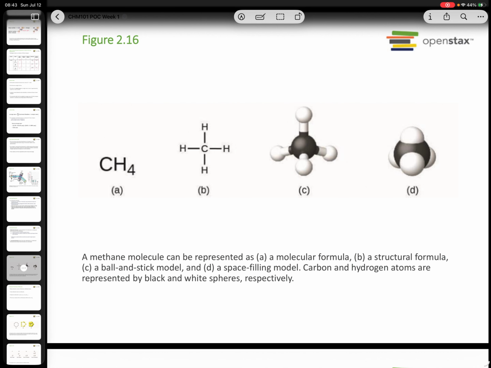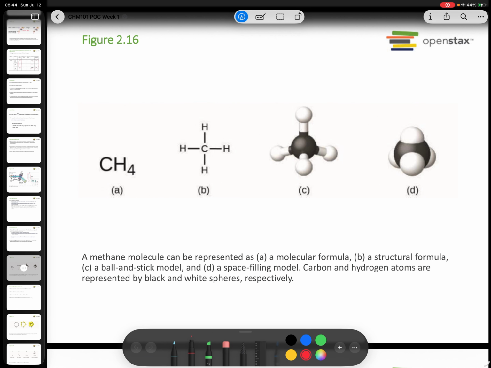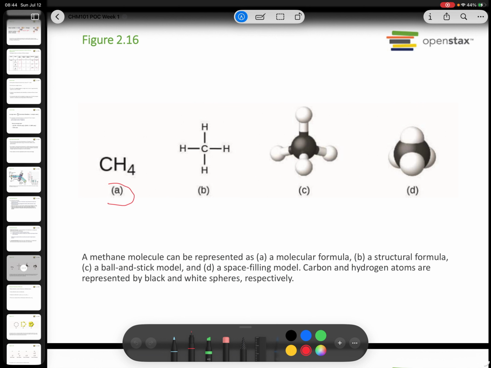So methane can be represented by these figures or drawings. So the molecular formula CH4 tells us that methane has one carbon and four hydrogen atoms. So itong sa letter A, yun lang yung information na makukuha natin. It has one carbon and four hydrogen atoms. Yung structural formula naman, itong letter B, shows how hydrogen atoms are connected to carbon. So makikita natin yung connection.